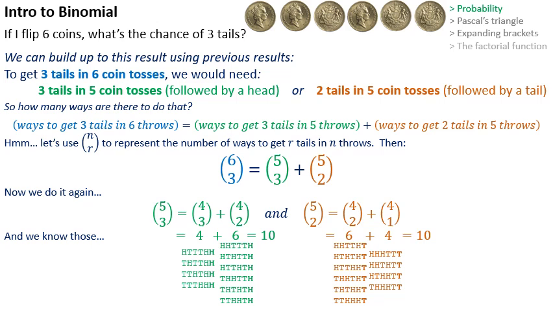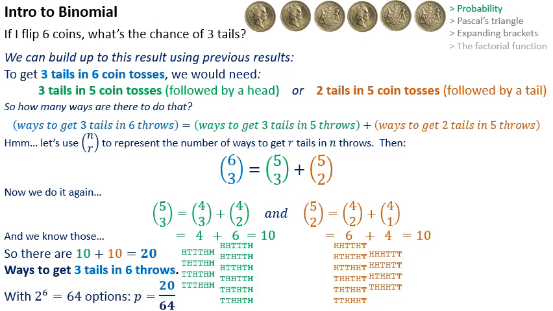We can see how the situation with 6 coins is built up recursively from the situation with 5 coins, which itself is built from 4 coins, and you could keep going all the way down. We can just add them together, and we know that there must be 20 ways to get 3 tails in 6 throws, and then the probability follows from there.